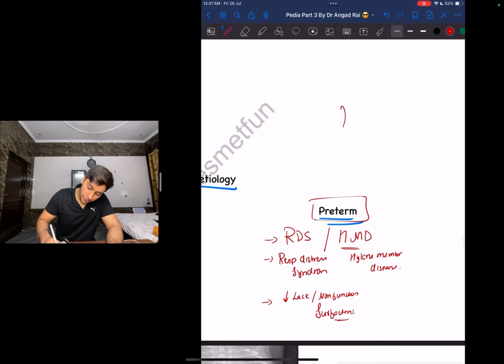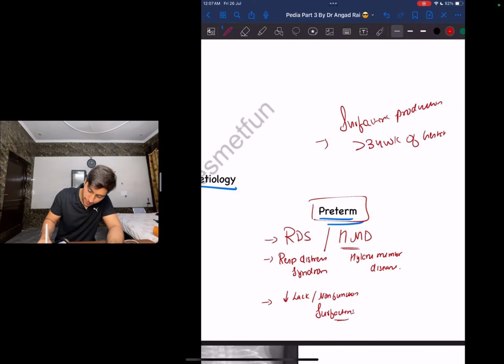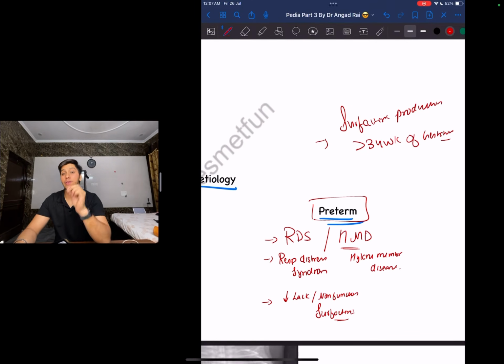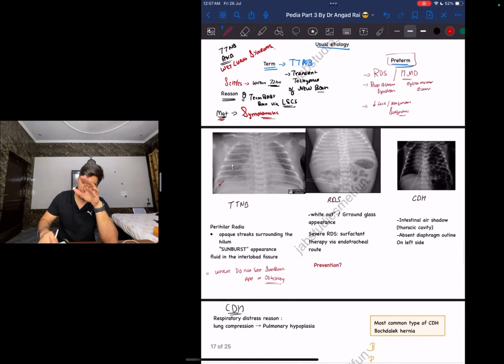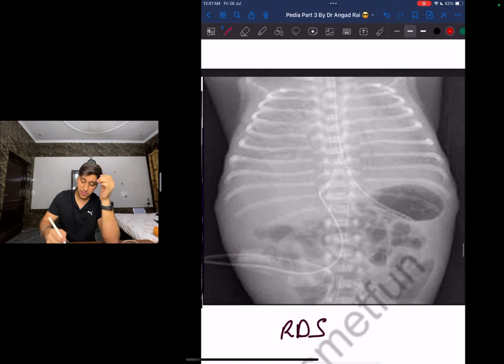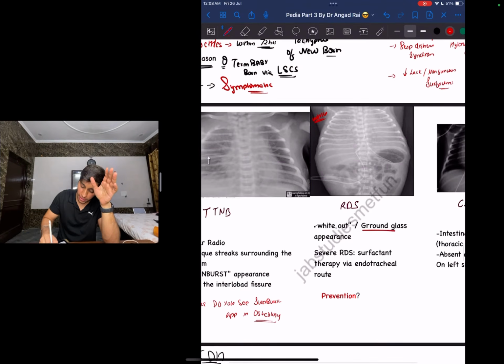Remember, guys, surfactant production starts by 34 weeks of gestation. So any preterm who is less than 34 weeks can have a risk of RDS or HMD. Now what you see as a classic picture in RDS is this. See, usually air is black in color, right? Now because over here you can see there is white fullness, this is known as a white out. So a white out or ground glass appearance will be there.